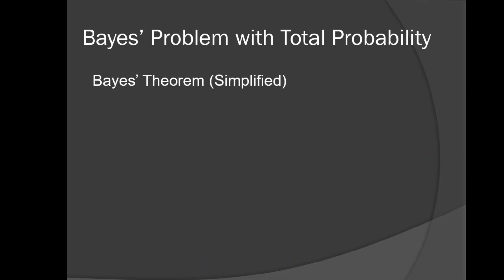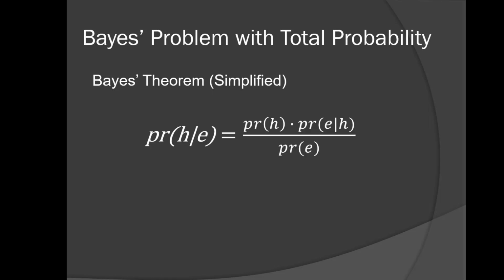So this is the simplified form of Bayes' theorem. We've seen it before. It says that the probability of a hypothesis H given an item of evidence E equals the ratio on the right: the prior probability of the hypothesis times the probability of the evidence given the hypothesis, divided by the total probability of the evidence.